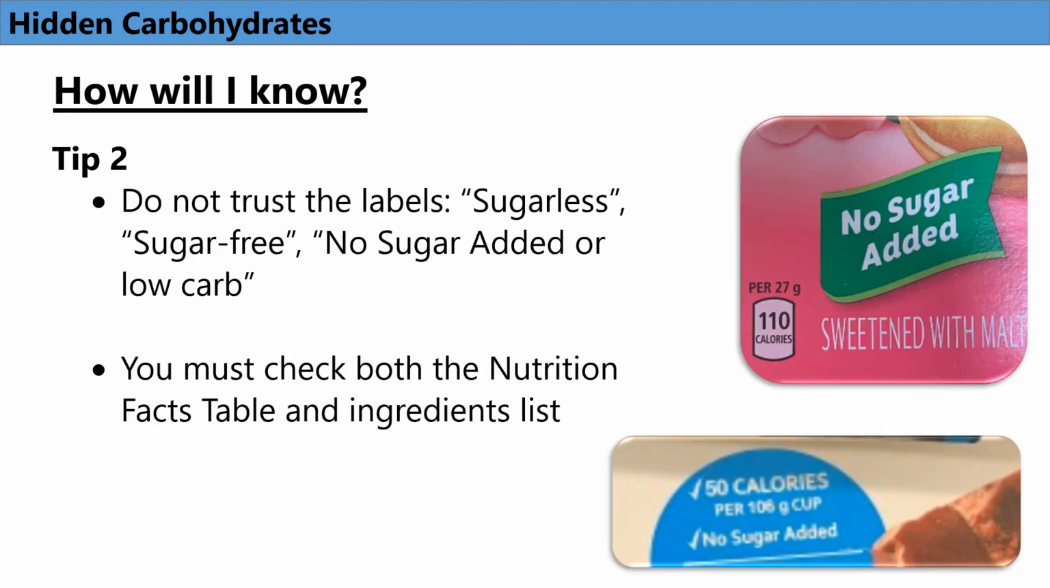The second tip is do not trust labels on food and beverage products such as sugarless, sugar-free, no sugar added, or low carb. You must still check the grams of carbohydrates in the nutrition facts table and look at the ingredients list. Be careful with these products as the front of package label may be untrue.